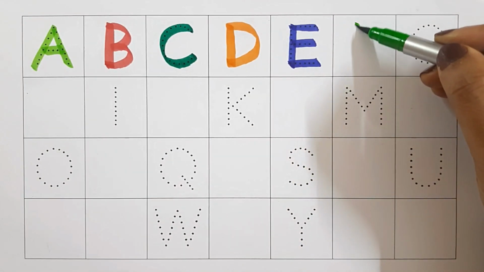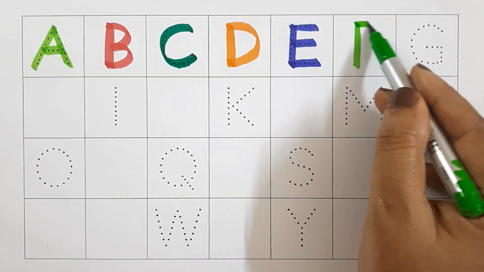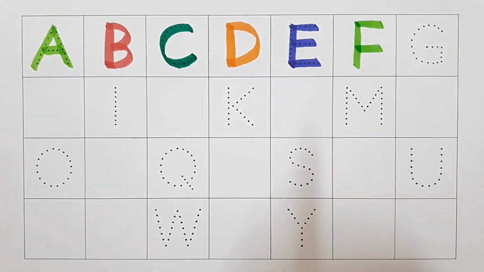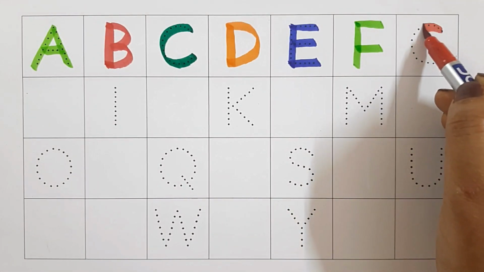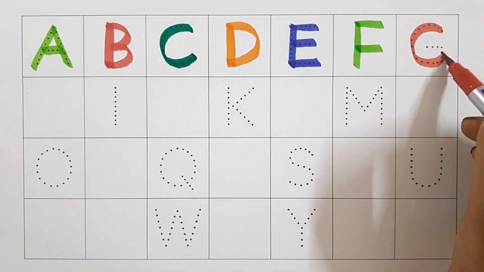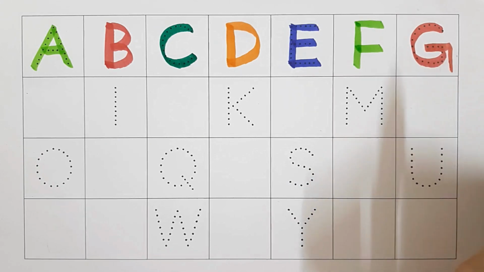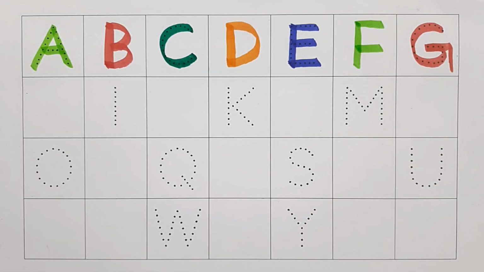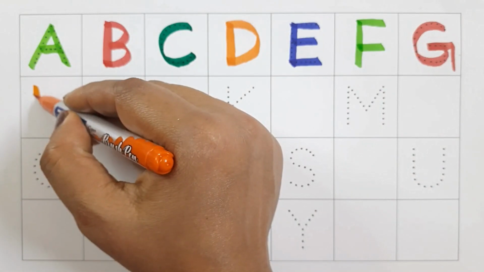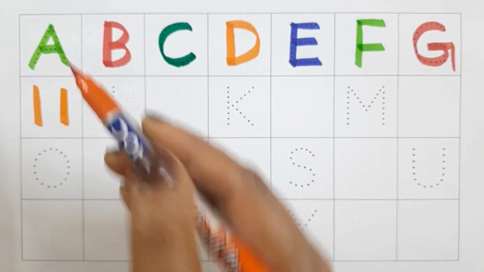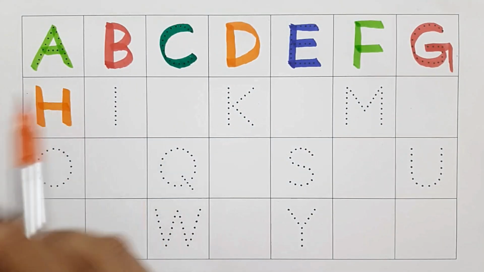Light green color, F. F for fish. Red color, G. G for girl. Orange color, H. H for hen.